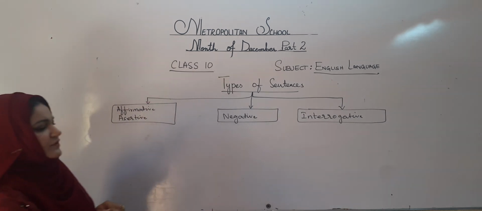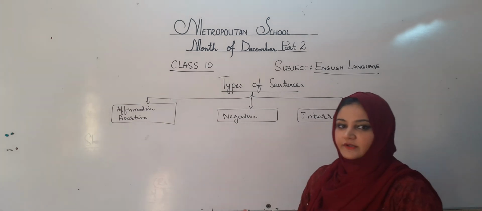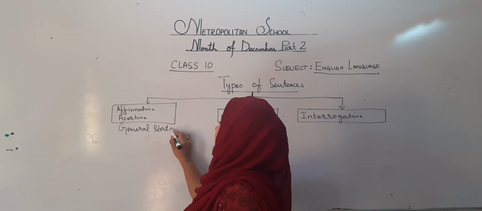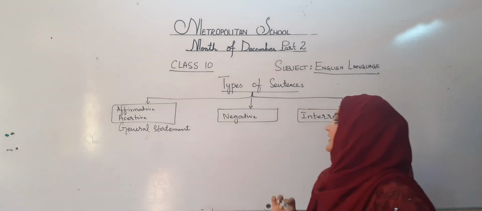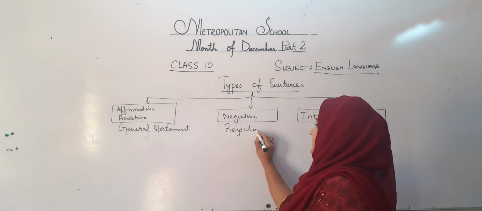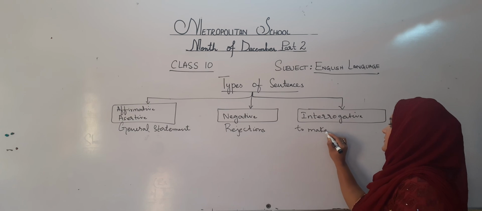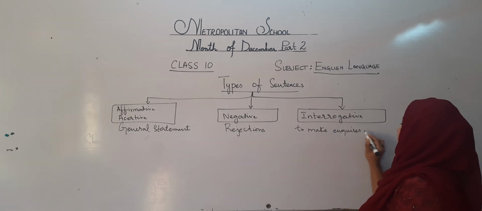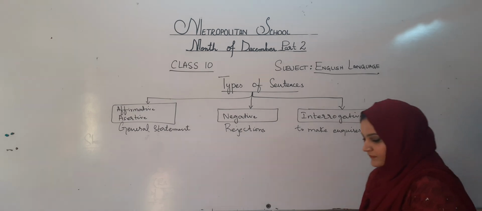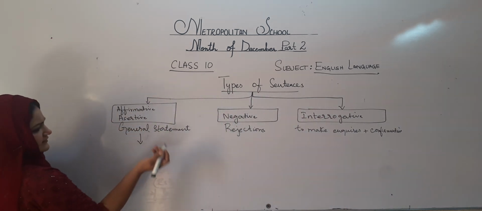Fine, so I'm going to give you a small review about these types of sentences. Now talk about first, affirmative. These are the general statements, and they can be positive and negative as well. Now talk about negative. These are all about rejections. And the third one is interrogative, to make inquiries, plus confirmations. Now I am giving you some examples so you can understand it easily.